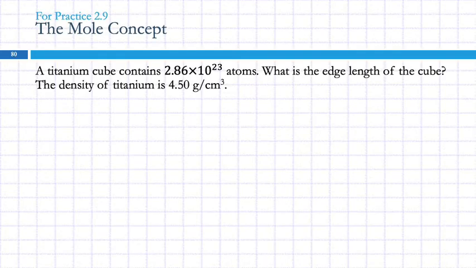So this is a critical thinking problem. A titanium cube contains 2.86 times 10 to the 23rd atoms. What's the edge length of the cube? The density of titanium is 4.50 grams per cubic centimeter. And you're like, what the heck?